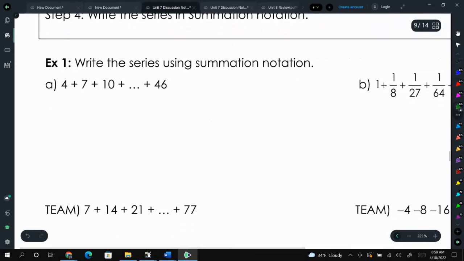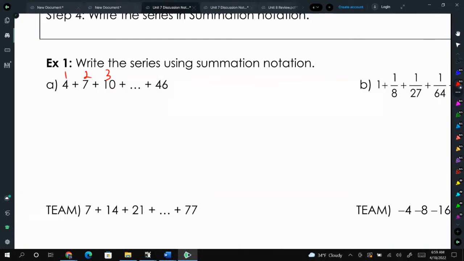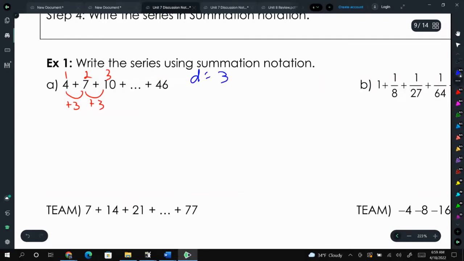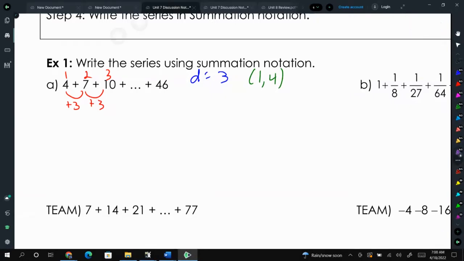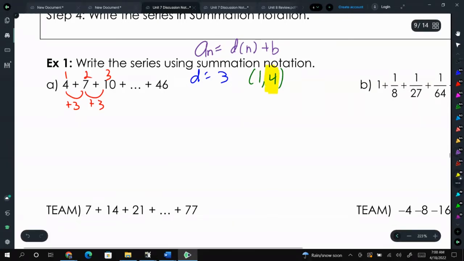If we look at example 1, letter A, we're adding 3 each time, and we don't know what the position is at the very end. So my difference, or my D value, is 3, and the point that we're using is 1, 4. And again, we could use this formula, a sub n equals d times n plus b, and plug in 1 for n, 4 for a sub n, like this.